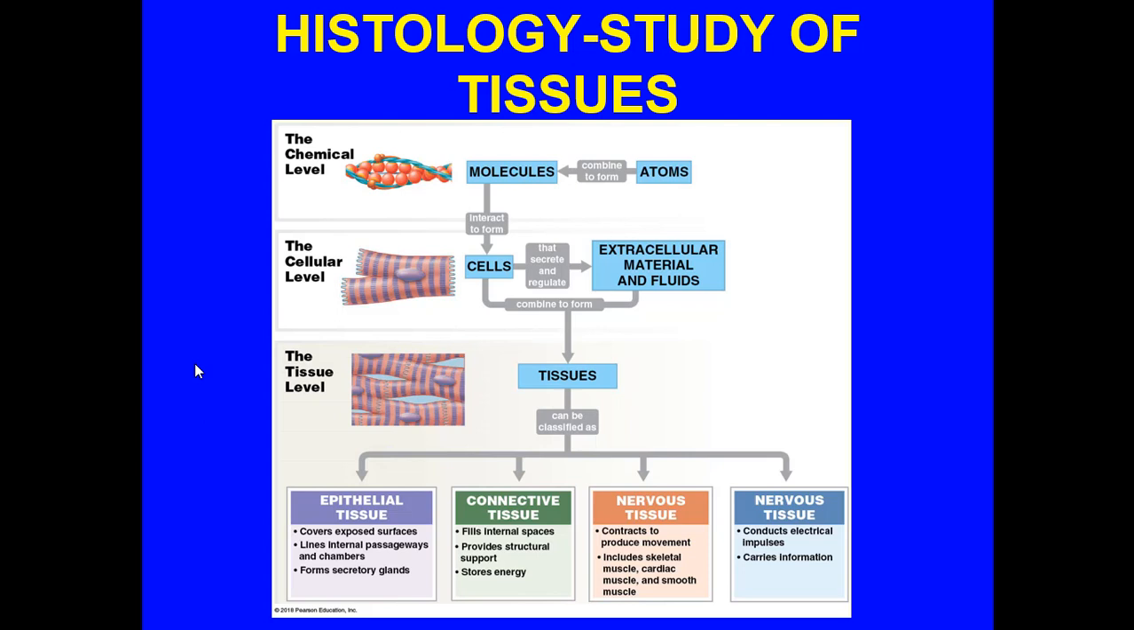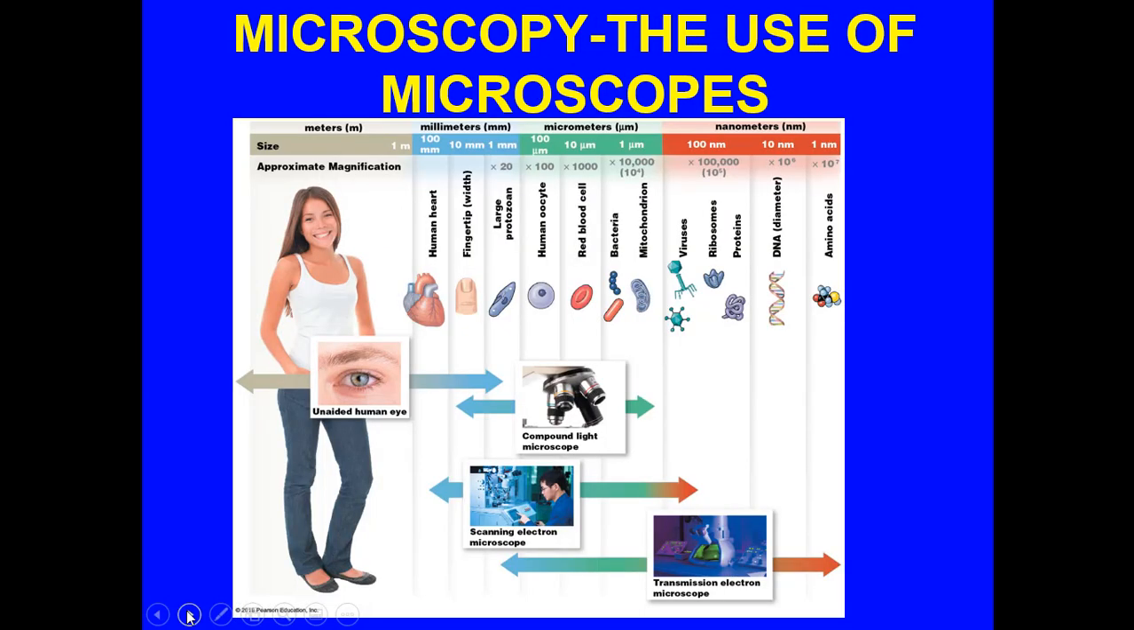Nervous tissue contracts. Oops, they had a typo there. It's supposed to be muscular tissue there. And muscular tissue contracts to produce movement. This includes skeletal muscle, cardiac muscle, smooth muscle. Now we get the right one here. Nervous tissue conducts electrical impulses, carries information. It is one of the means in which you are able to communicate throughout the entire area of the body. And we'll get more into this as we move forward.